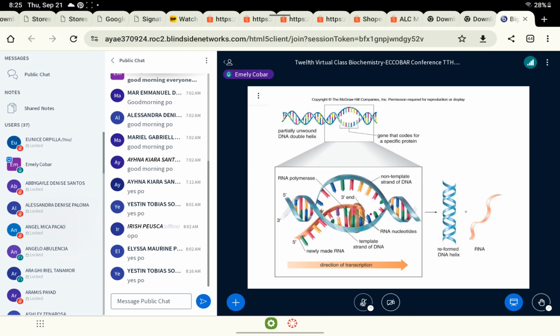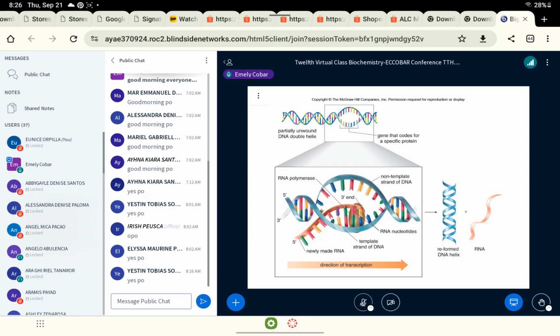So, what happens now during unwinding? Okay? So, ito yun, no? Ito yung non-template strand. So, pinalaki. So, you have the non-template strand. This is the template strand. Okay? And then it says, the direction of the transcription is from 5 prime end to the 3 prime end. Pero what is being read in the template is from 3 prime end going to the 5 prime end. Okay? So, ito ngayon yung na-transcribe na mRNA, which is orange in color. So, ito na si RNA. So, isa lang, isang strand lang.